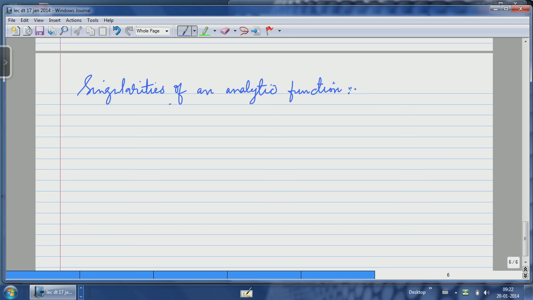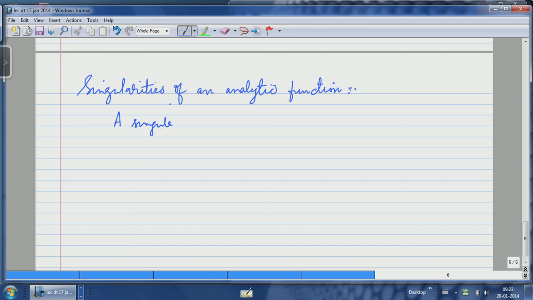But the question is, if I move to a point in the boundary of this open set, how is the function going to behave? That point may be a point where the function continues to be analytic, or it may fail to be analytic. These boundary points of the domain are the points that we have to study for singularities. So the very first thing is that a singular point is defined only for an analytic function, and by definition, it is a limit of points where the function is analytic.